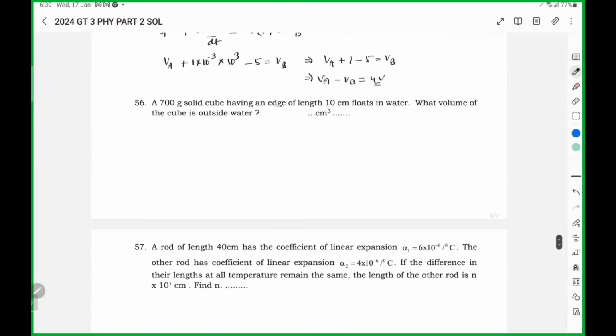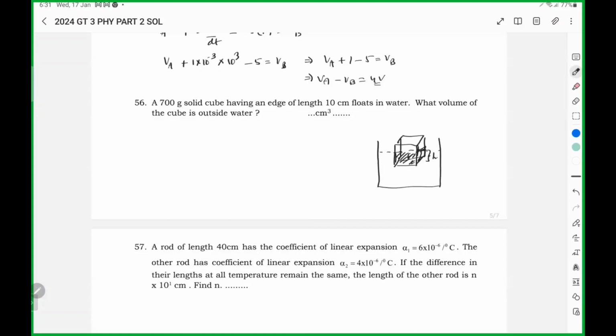So here, a solid cube floats in water, and may not be totally immersed. So it is partially immersed or partially floating only, up to a height h within the water. What volume of the cube is outside the water?